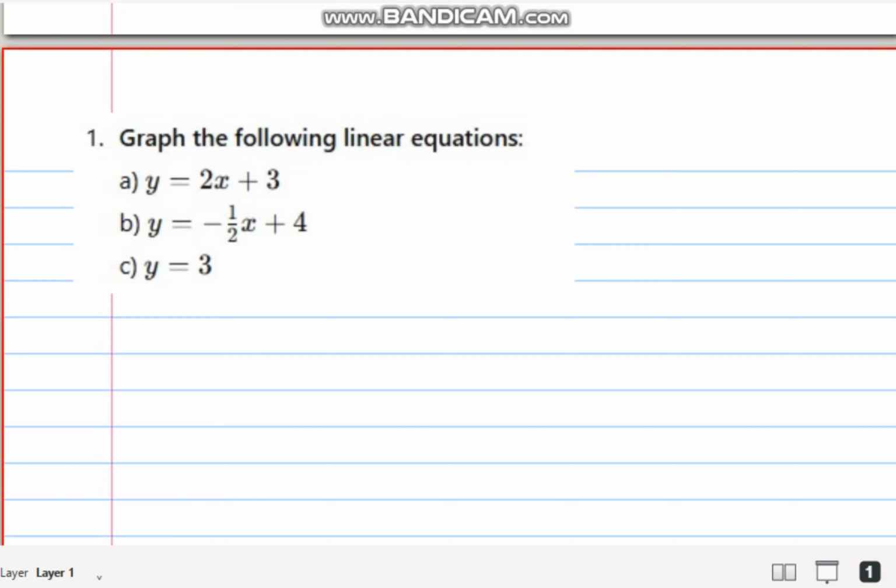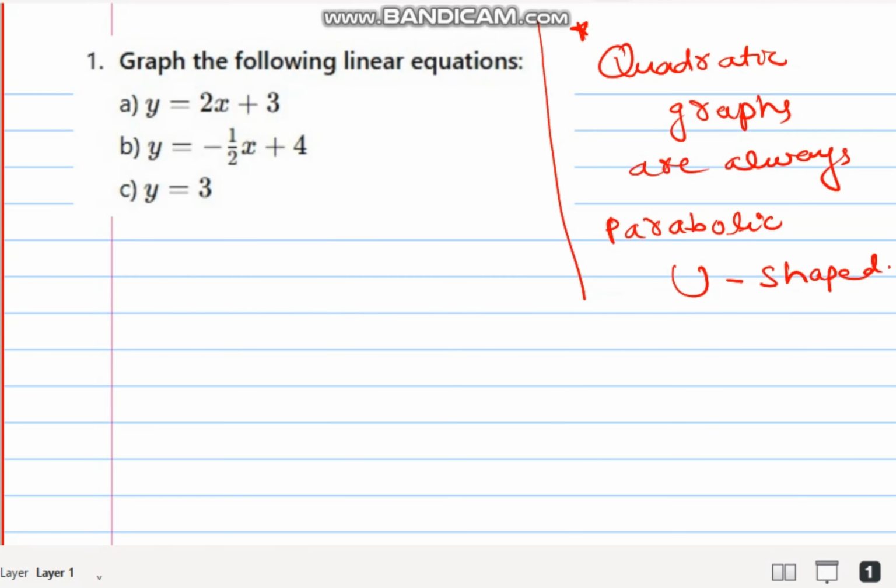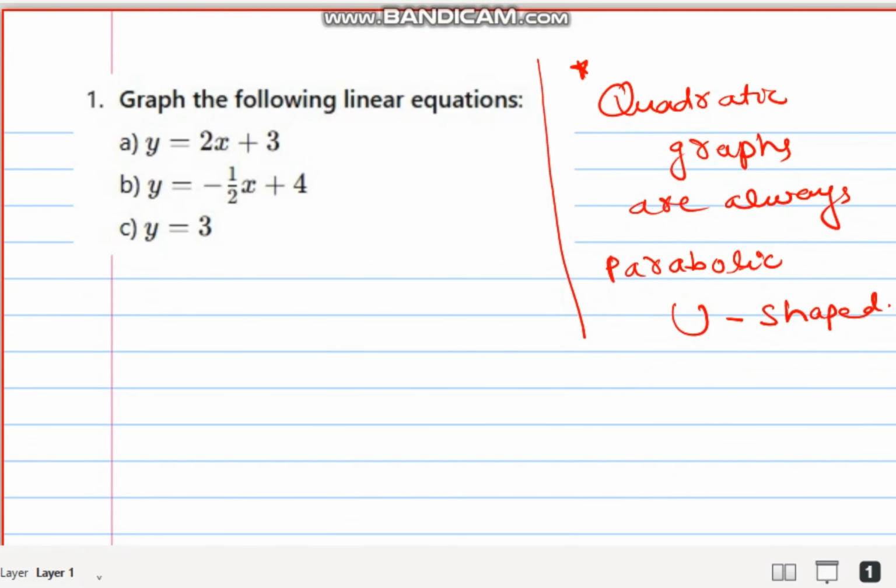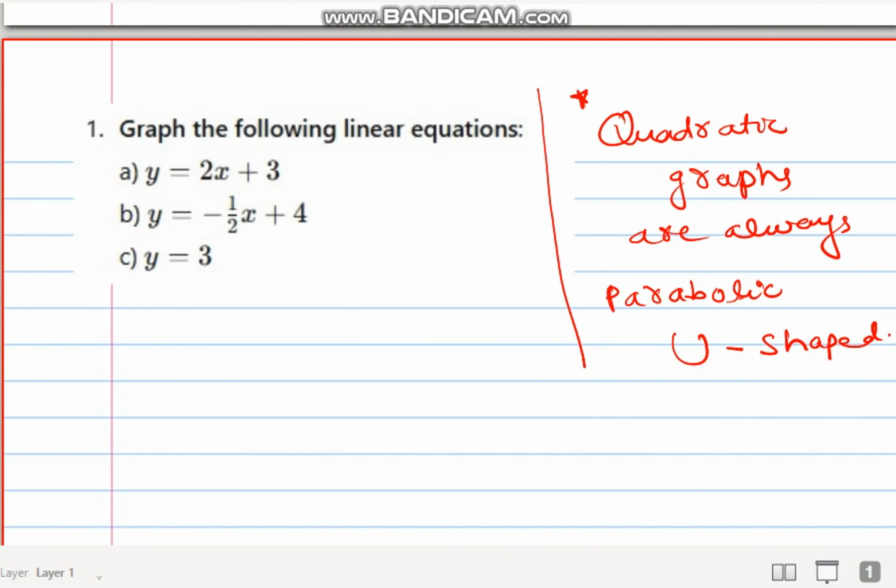These are just linear functions. In our previous class, lecture number 31, we learned how to graph a function, but the function in that lecture was quadratic. This is a very important point to remember: quadratic functions are always parabolic. And now we are going to talk about linear functions.